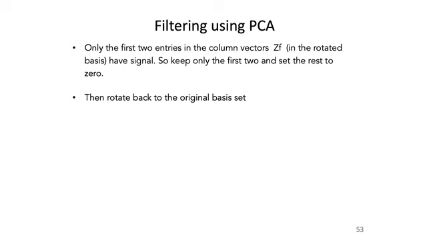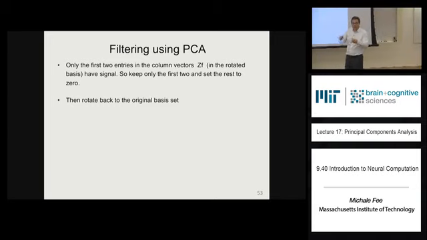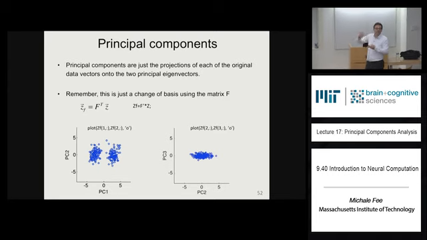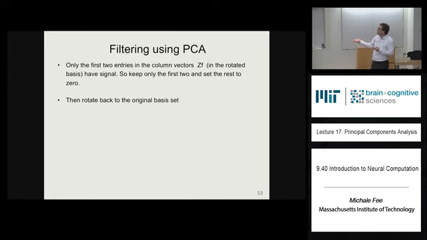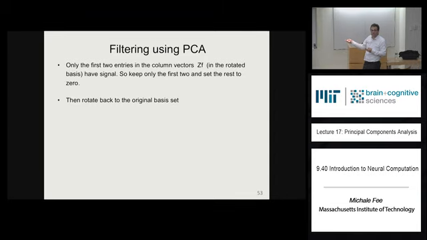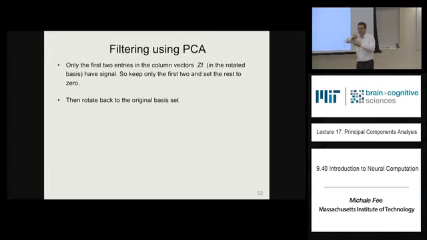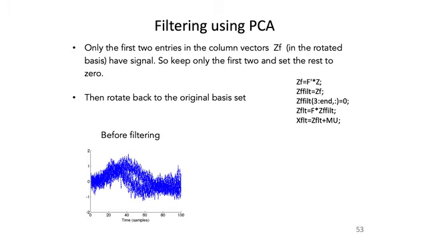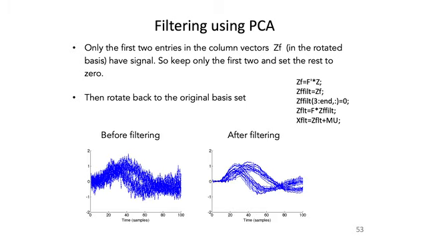Now, almost all of the variance is in the space of the first 2 principal components. So what you can actually do is project the data into these first 2 principal components, set all of the other principal components to 0, and then rotate back to the original basis set. You're setting as much of the noise to 0 as you can. You're getting rid of most of the noise. And then when you rotate back to the original basis set, you've gotten rid of most of the noise. And that's called principal components filtering. So here's before filtering, and here's after filtering.